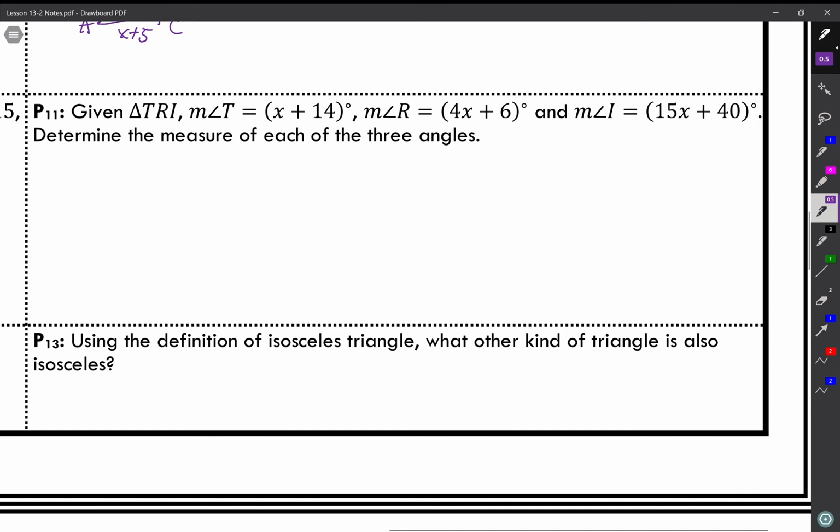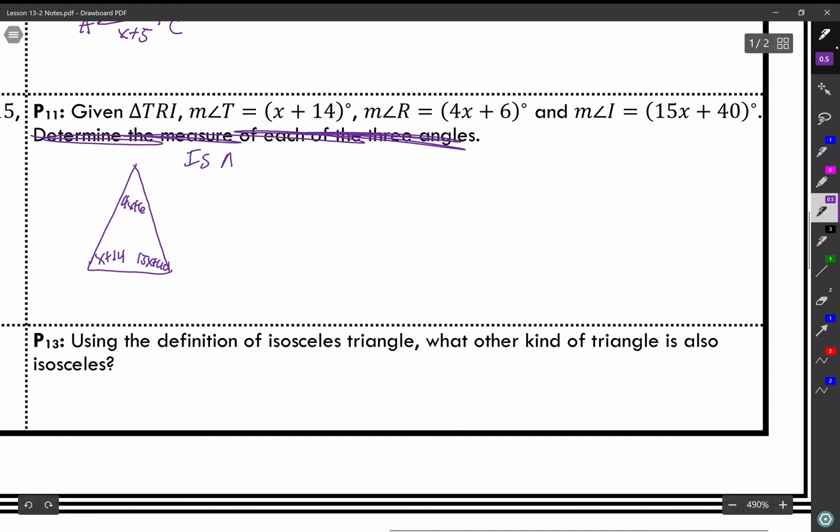All right, now, given triangle TRI, there's any triangle right here. I know that the measure of angle T is equal to x plus 14. The measure of angle R is 4x plus 6. And the measure of angle I is 15x plus 40. Instead of determining the measure of each of the 3 angles, this should say: is triangle TRI isosceles? The only way for us to figure that out is to see if any of the angles are equal. So we have to find the measures of the angles.